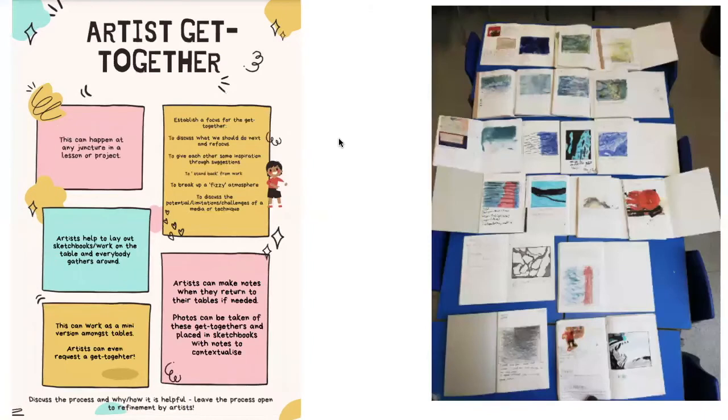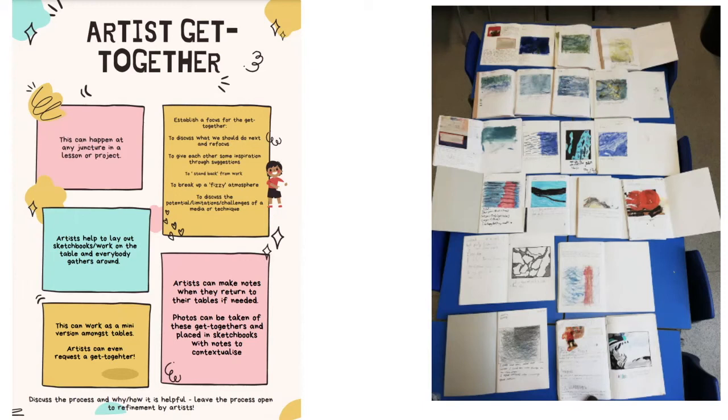Artist get togethers. This is a really nice culture to build into your art lessons. So you gather the students around. Again, this can happen at the end of a lesson, in the middle of a lesson, at the end of a scheme of work. It should really be happening throughout. And you gather the students around with their artworks. It doesn't have to be final pieces. Remember, this can be sketchbook work. And you have a chat.